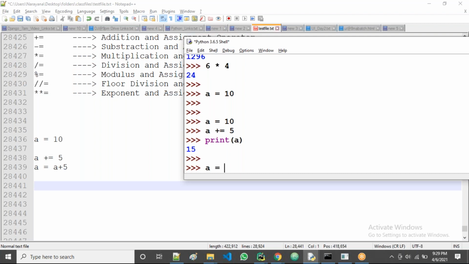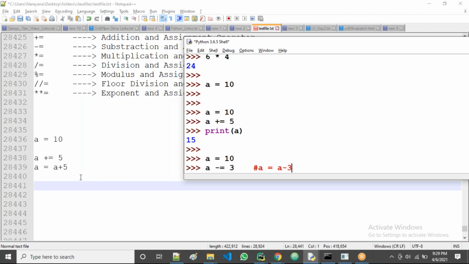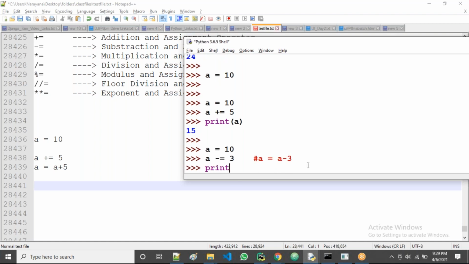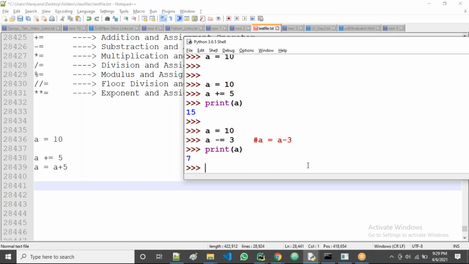Please use the chat box. I am taking a = 10 again. Now I'll take a -= 3. So how does it execute here? It executes like a = a - 3. What is the value of a already? 10. 10 minus 3 is 7. That 7 is assigned to a. So here, what is the print of a? That is 7.